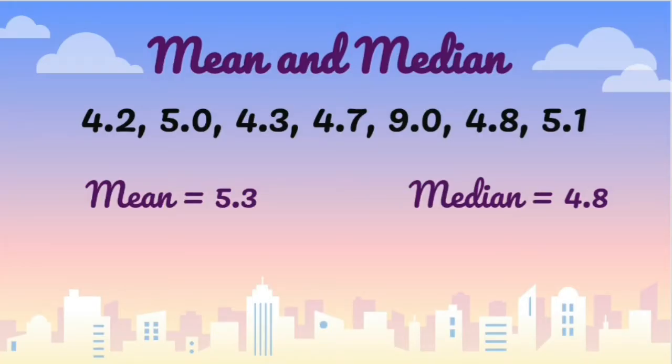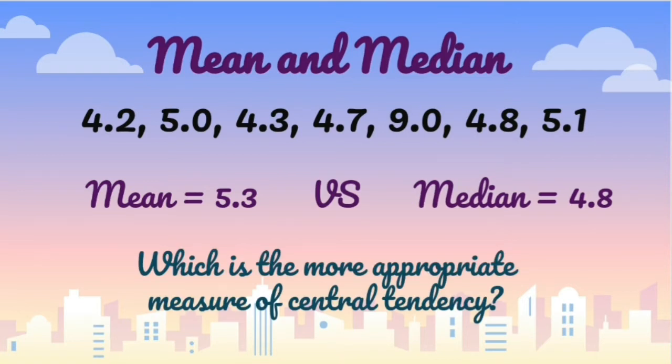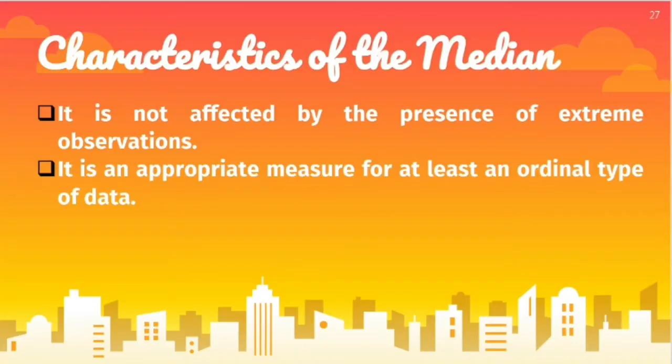Now, if we're going to compare, which is the more appropriate measure of central tendency between the two? If you look at the observations, our data are around 4 and 5. But there is one value that differs from the rest, which is 9. And this 9 is what we call our extreme value, which affects our mean. This extreme value would make our mean not a reliable measure of central tendency. So in this case, the most appropriate measure would be the median. The characteristic of the median is that it is not affected by the presence of extreme observations. So it is the most appropriate measure if you have an ordinal type of data.